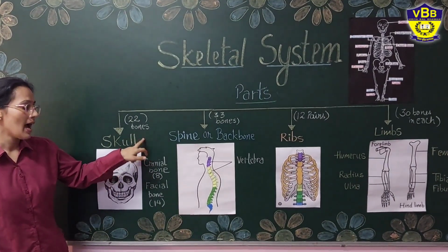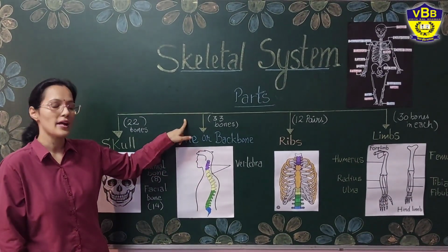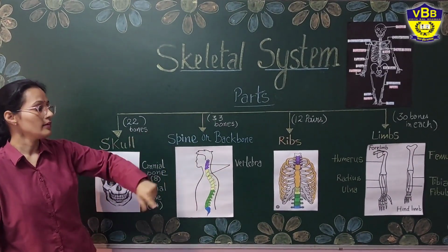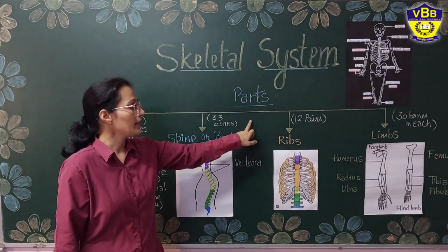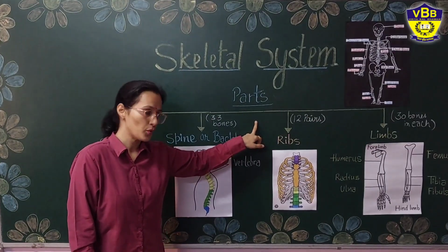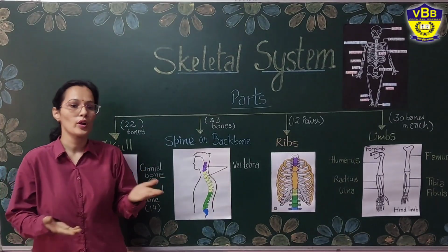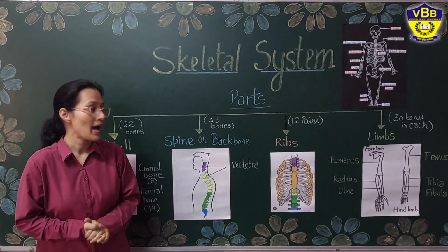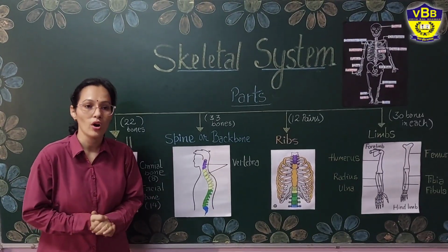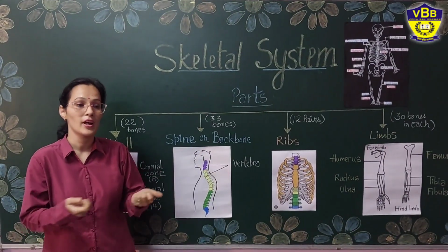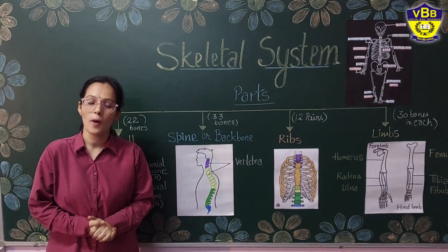Very good, 22 bones. And our spine, it is the backbone which provides support to our back, and it comprises 33 bones. And the ribs, their main function is to protect our internal body organs, and it comprises 12 pairs of bones. And the last one, that is limbs. We have 2 types of limbs, forelimbs and hind limbs. Each limb comprises 30 bones, and their role, you know, is that it helps you to walk, it helps you to pick up things from here to there, all your daily activity you are doing with this. So I hope this topic is clear to you.